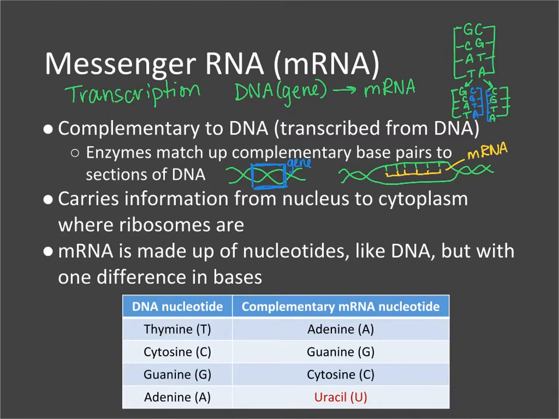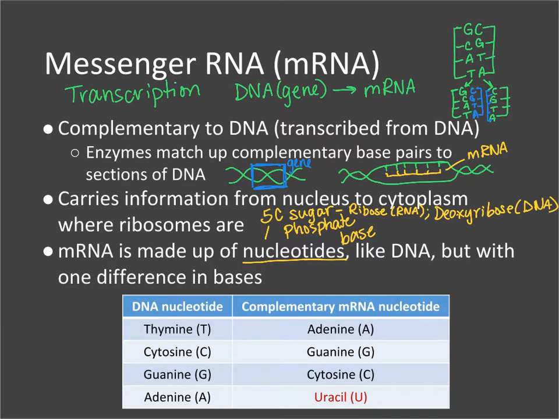Now, another key difference is that RNA is made up of nucleotides, just like DNA is. So remember that nucleotides are made up of a 5-carbon sugar, a phosphate group, and a base. Now, the 5-carbon sugar in DNA is known as deoxyribose, but in RNA, it's known as ribose. So it's ribose in RNA, and it's deoxyribose in DNA.